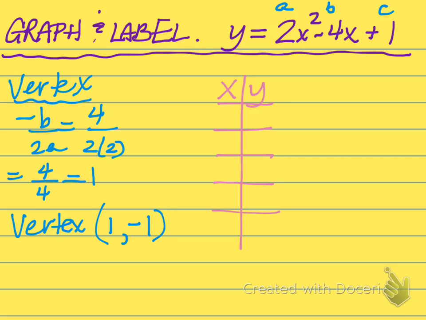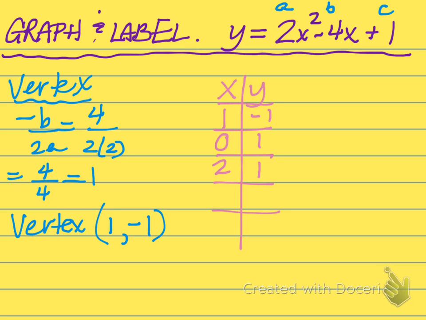So we have our mini table. We start our mini table with the vertex at 1, negative 1. Then we take steps away from the vertex using the symmetry of a parabola. We go one step to the right of the vertex, which puts us at 0, and match that with one step to the left of the vertex, which puts us at 2. If we plug 0 into the equation, we get a y value of 1, and if you plug 2 in, you also get a y value of 1.